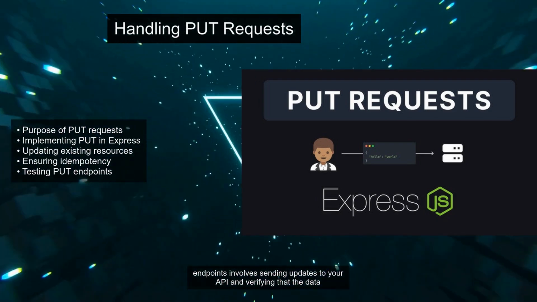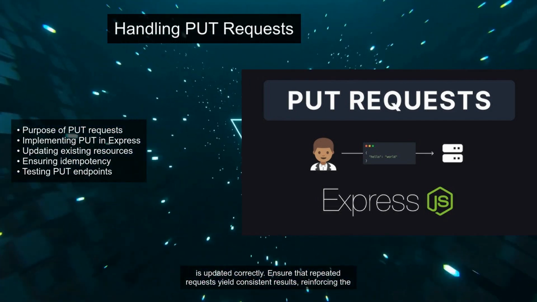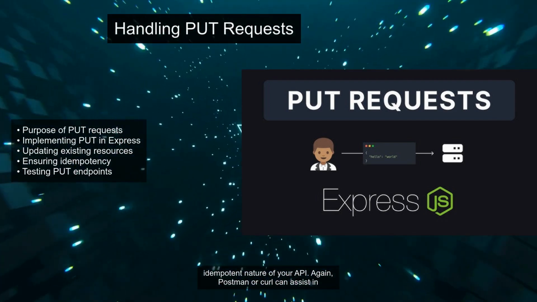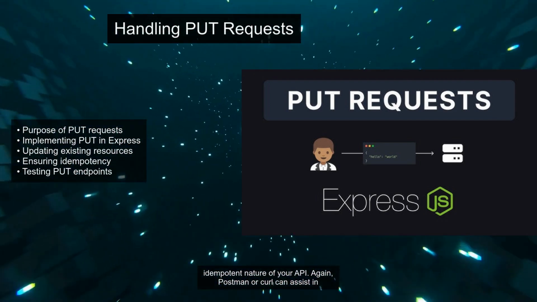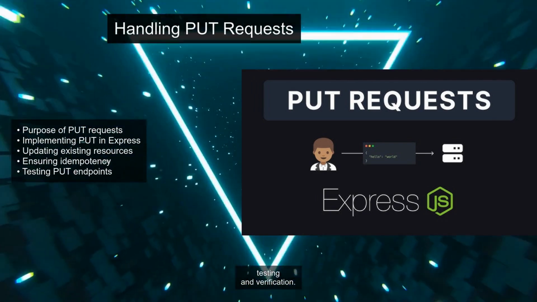Testing PUT endpoints involves sending updates to your API and verifying that the data is updated correctly. Ensure that repeated requests yield consistent results, reinforcing the idempotent nature of your API. Again, Postman or curl can assist in testing and verification.